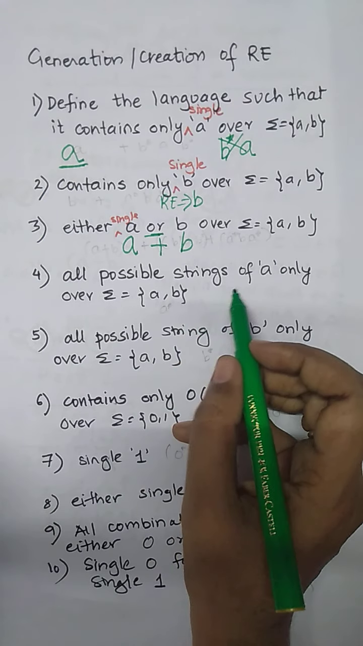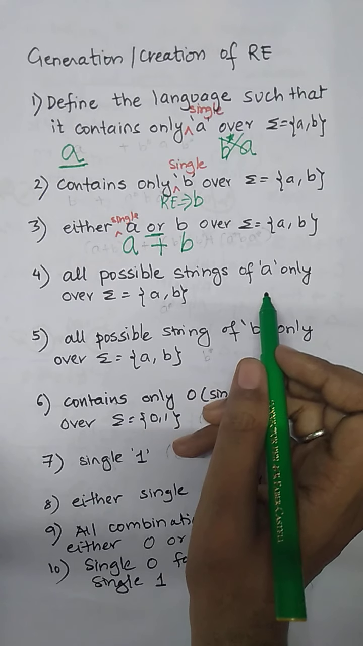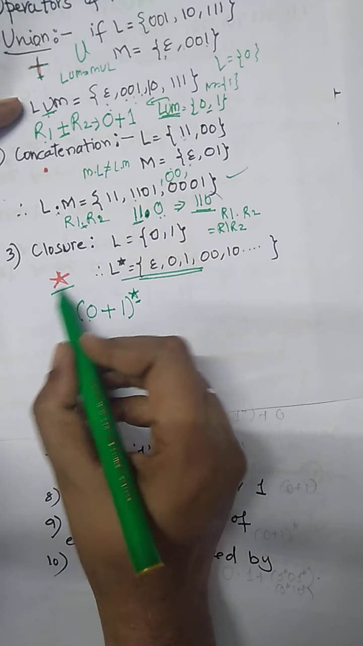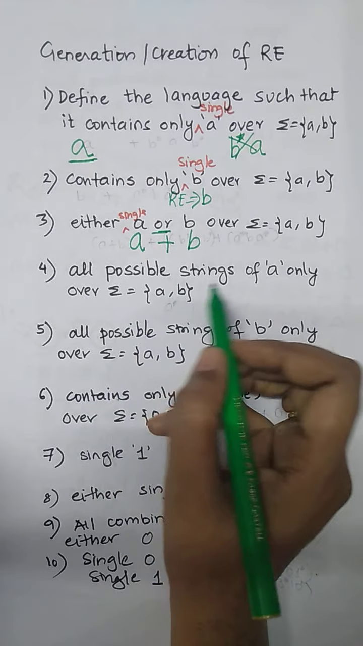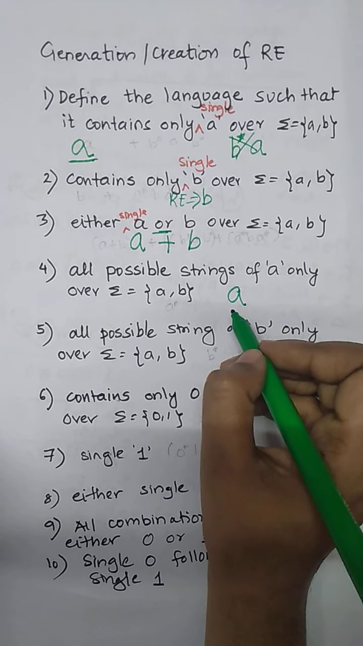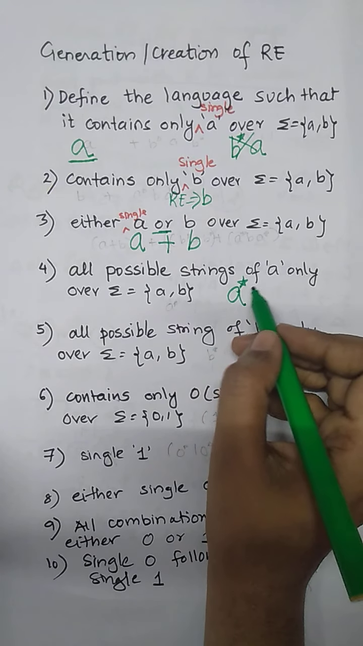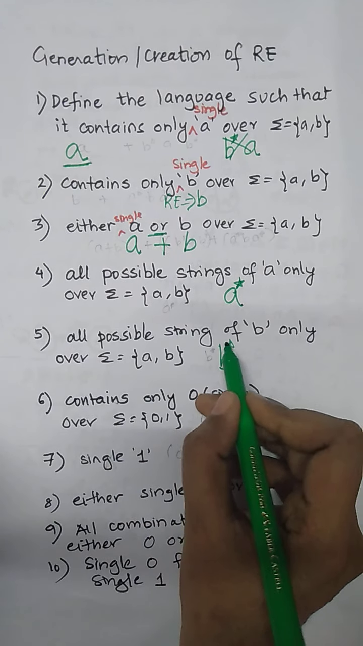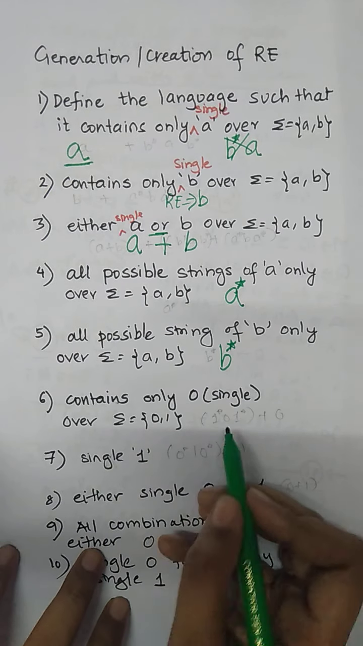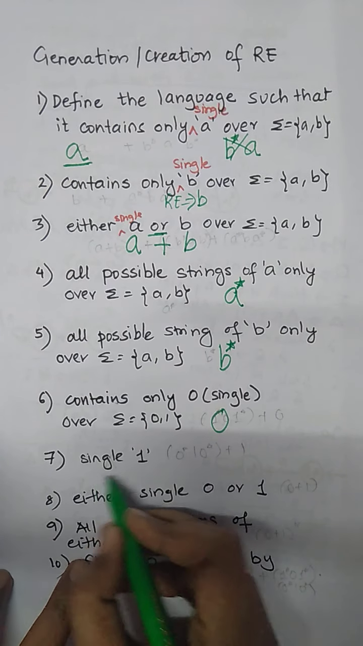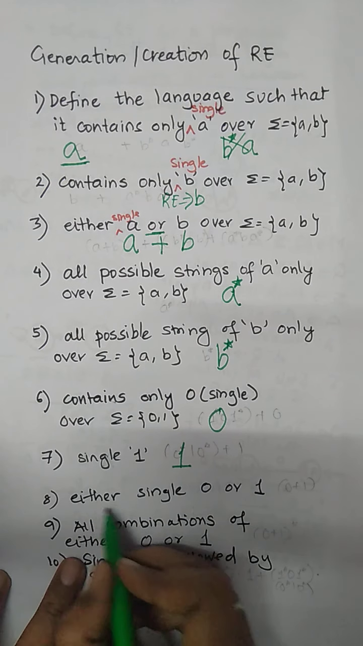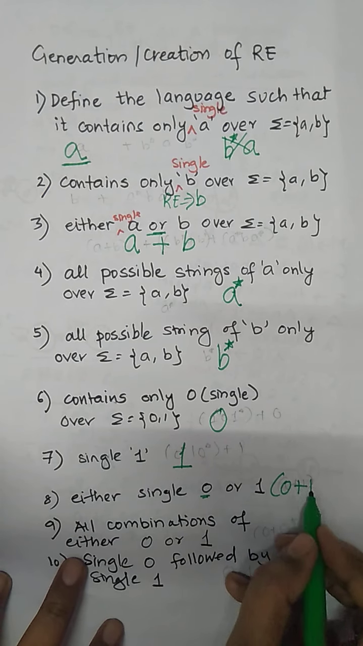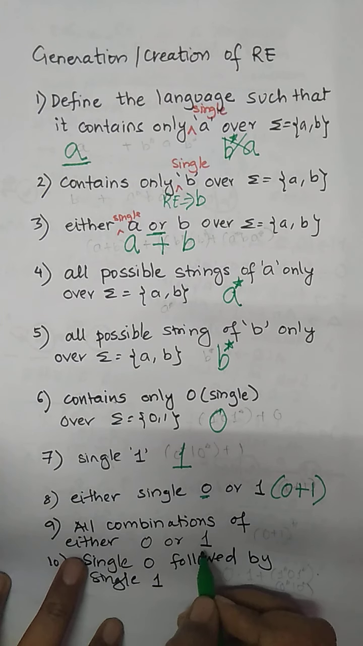For all the possible strings of a and b, all the possible combinations, we had already considered: for all possible combinations we have to use an asterisk. All possible strings of a only: a, and all the possible combinations is the asterisk. All possible strings of b only: b, and all possible combinations is the asterisk. Containing only single 0, only single 0. Containing only single 1, single 1. Either single 0 or 1: the single 0 string is already given, or the plus sign, 1. All combinations of either zeros and 1s.